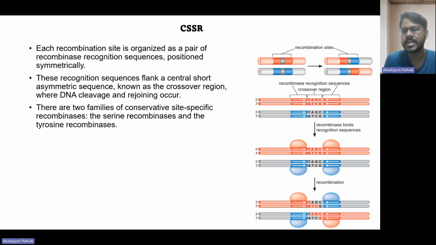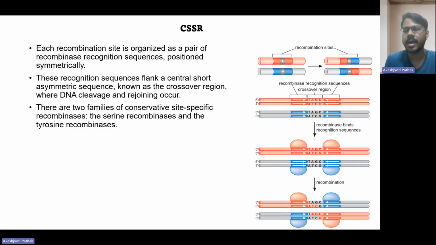There is a DNA sequence which is known as the crossover region. Now what happens? So recombinase will bind the recognition sequences. What are the recognition sequences in case of CSSR? These are the recombination sites. Okay, so these recombination sites are recognized by recombinases.